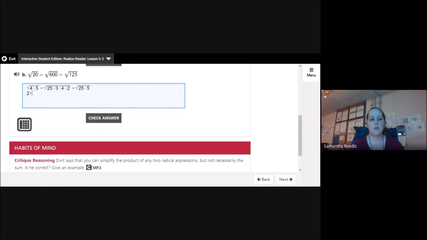So I can take out the 2 here. Minus 5 times 2 is 10. And I'm left with square root of 6 minus 5 square root 5. Then I can combine my like terms. 2 minus 5 is negative 3 square root 5 minus 10 square root 6.